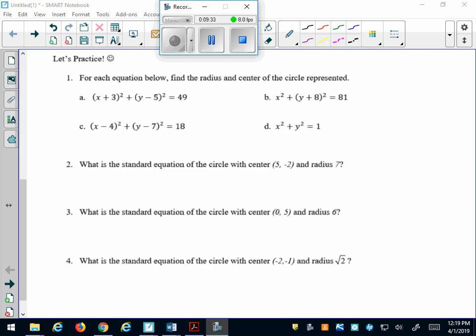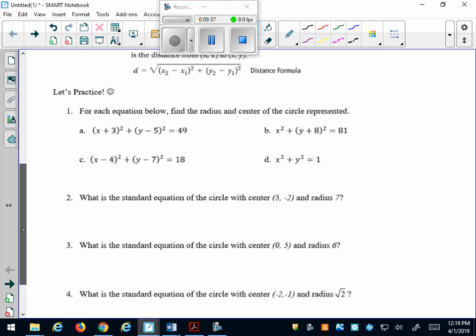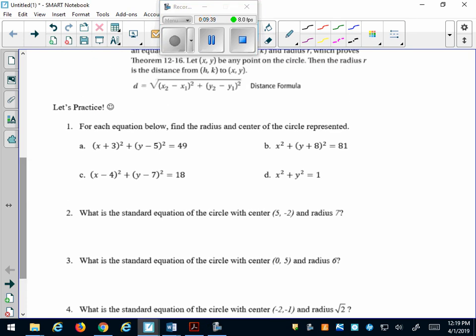Best way to learn this is to just start doing it. Okay? So here we are, down here at the practice. The equation is x minus h squared plus y minus k squared equals r squared, where hk is the center, and they're asking us to find the center and the radius. So here's the equation that they're giving us, and they want us to give the center and the radius.